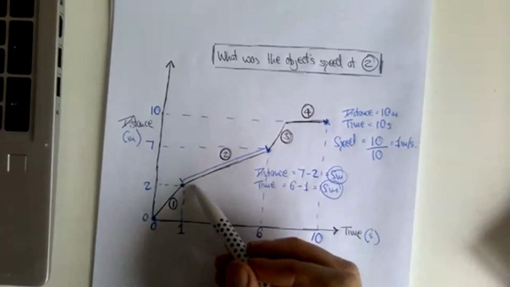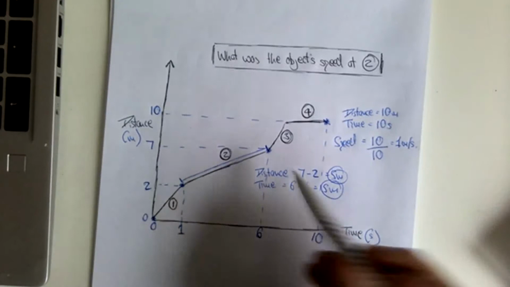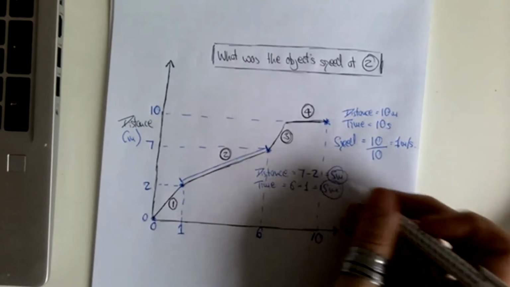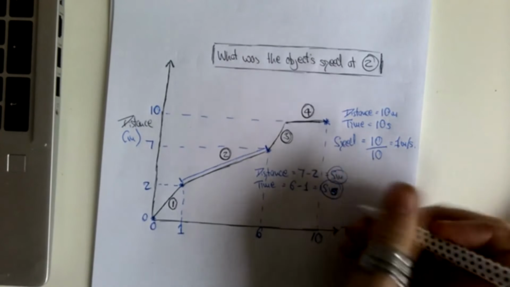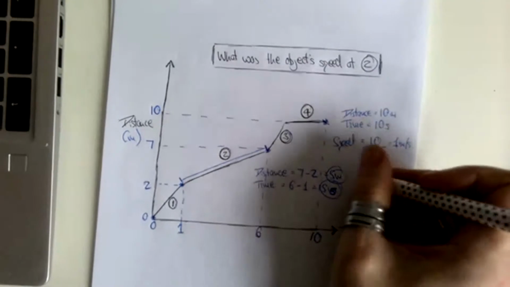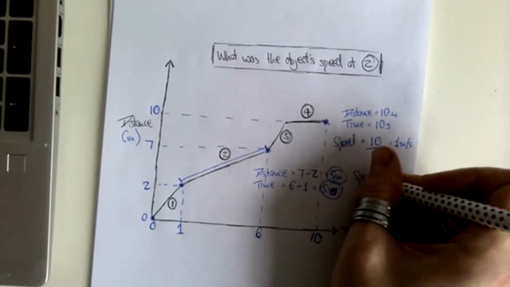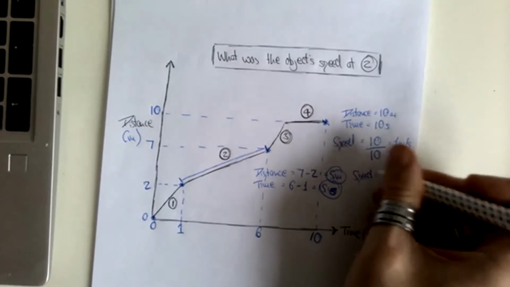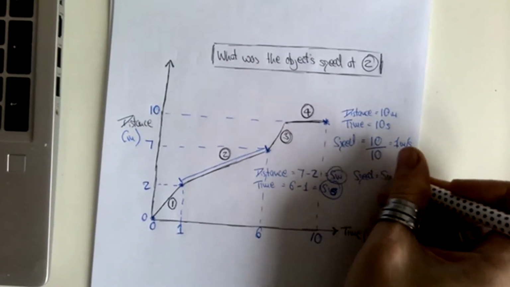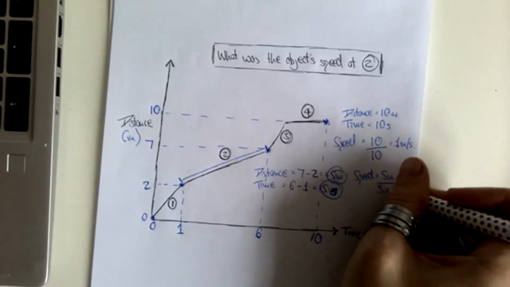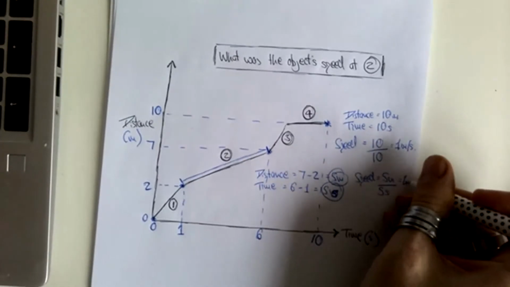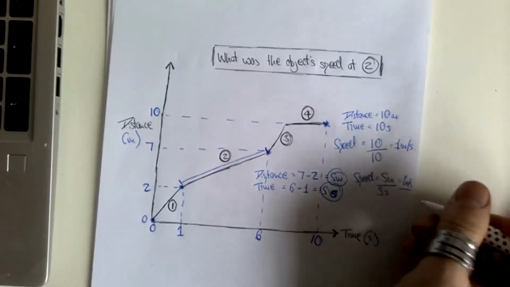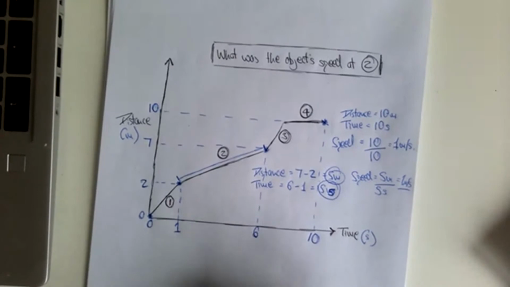So if we want to work out the speed over this time, we then just simply divide, not 5 meters, 5 seconds, sorry. We divide our two values. So speed equals 5 meters divided by 5 seconds, which equals 1 meter per second. Okay, so that's how we do it.